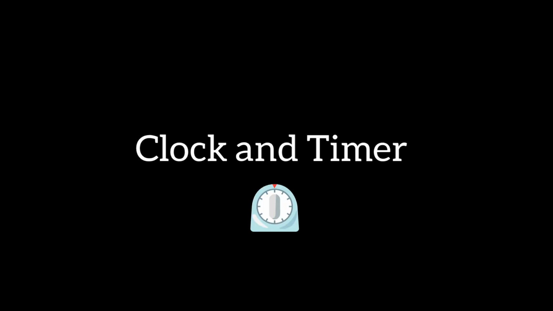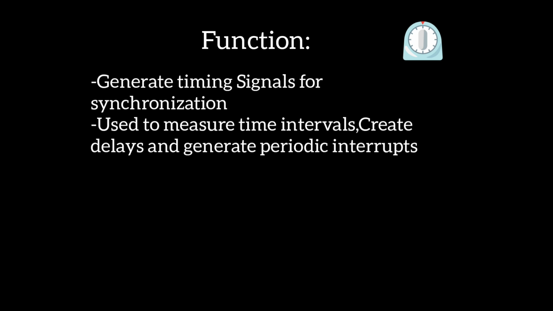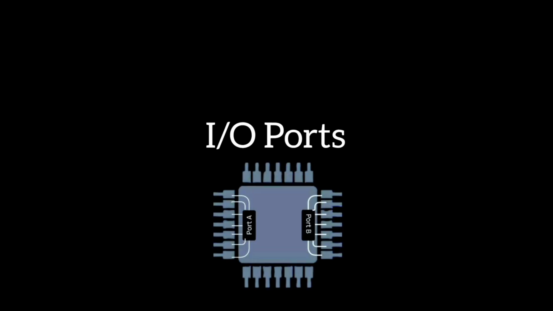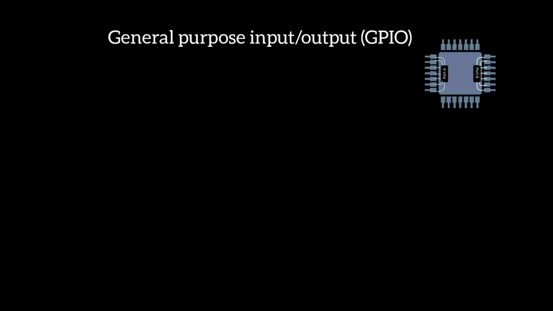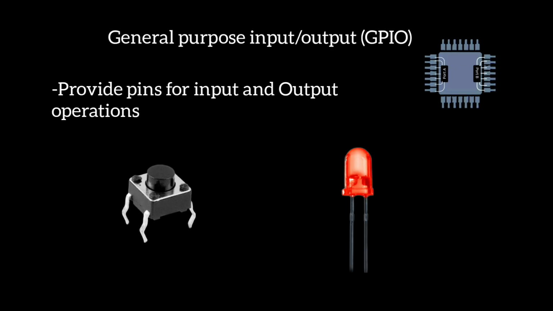3. Clock and Timer Module. Function: generates timing signals for synchronization. It is also used to measure time intervals, create delays, and generate periodic interrupts. 4. Input and Output Ports, GPIO, General Purpose Input or Output. Function: provide pins for digital input or output operations. Example: reading a button as an input or lighting an LED as an output.